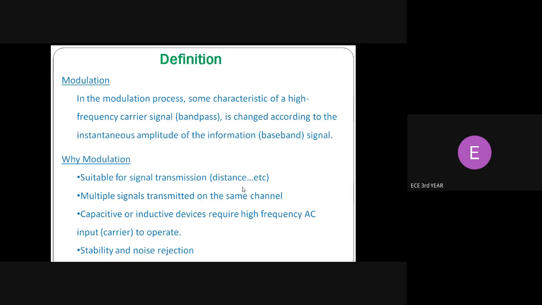Modulation uses a high frequency signal. Why high frequency? The audio signal that we talk is only in the frequency range of 20 hertz to 20 kilohertz. That is not that much. Really it is only in terms of some hertz, some kilohertz. Fine.